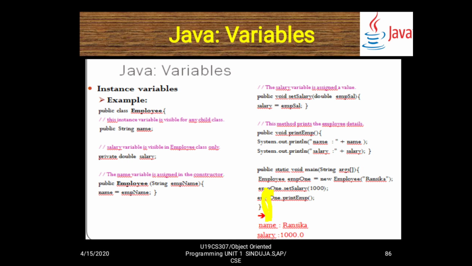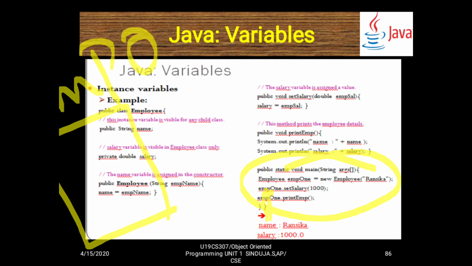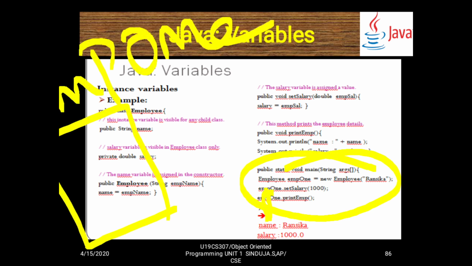Let me start with your void main. Under the void main, Employee is a class data type. So the class name is Employee and emp1 is my object. I'm going to create an object named emp1. So this is my object. And what are the features of this Employee class? This object belongs to the Employee class, no? So it has two variables, name and salary.